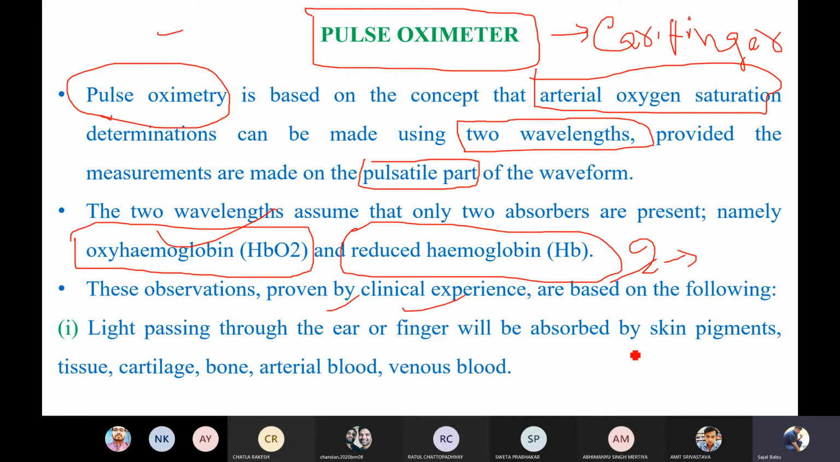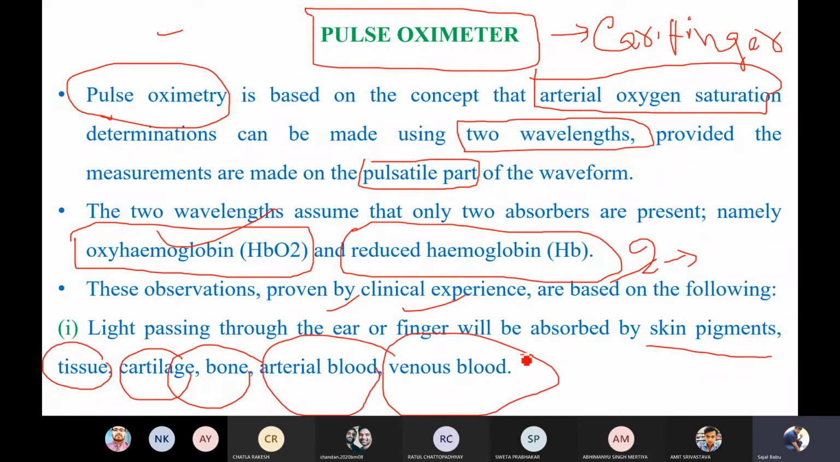Okay, so whenever the light passes through the ear or finger, wherever you are attaching your pulse oximeter, it will be absorbed by skin pigments. As I am talking practically, there will be absorption by the skin pigment, right? And some tissues will absorb that. Okay, that means your muscle tissues will absorb that, the cartilage is going to absorb, the bone is also going to absorb, and then the arterial blood and venous blood, right?